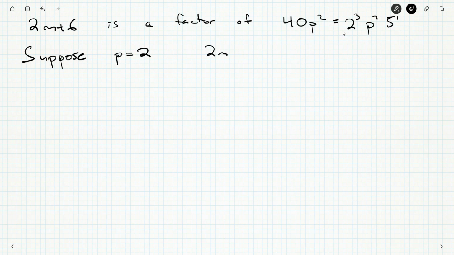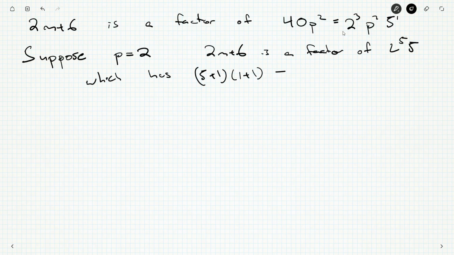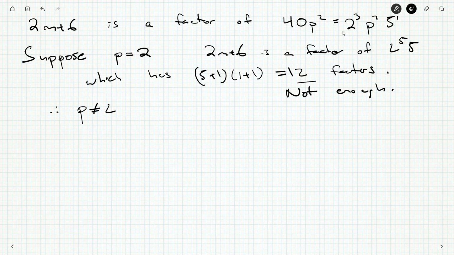Well, then 2m plus 6 is a factor of 2 to the 5 times 5, which has 5 plus 1 times 1 plus 1, 12 factors. And this is not enough. I mean, even if we got rid of things, even if we didn't get rid of things, even if all factors gave us valid m's, which they won't, this would be not enough to get 17 factors. So p is not equal to 2.